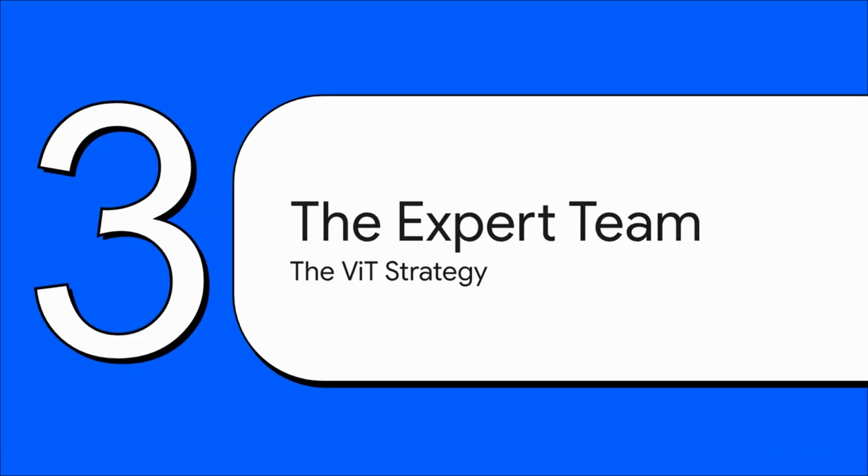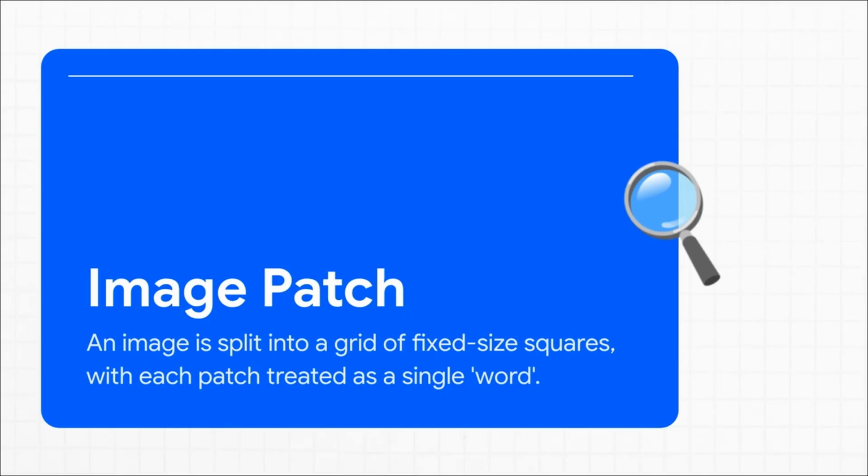Well, the strategy they came up with is something I like to call the expert art appraisal team. Okay, so step one, you have to break the masterpiece down into smaller, manageable chunks. The AI literally slices the image up into a grid of little squares, or patches. And here's the absolute key. Each one of these patches is now treated like a single word in our brand new picture sentence.